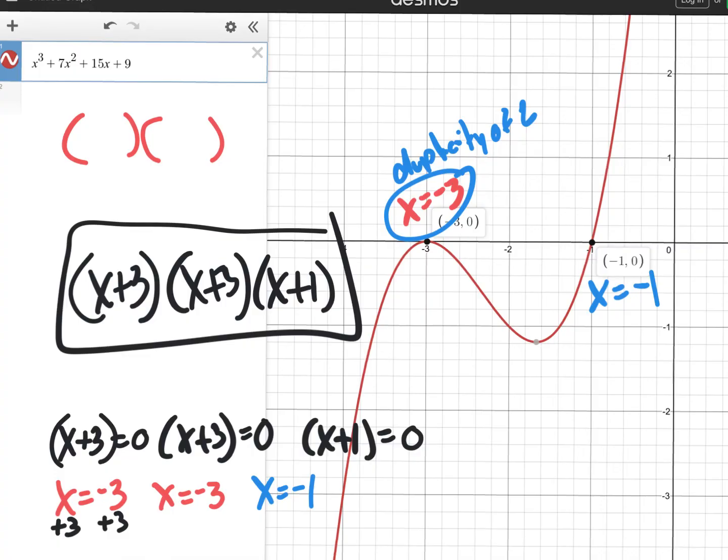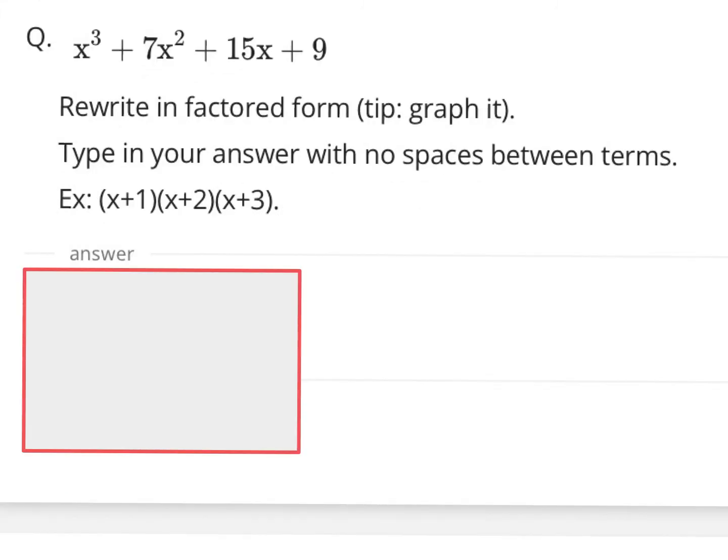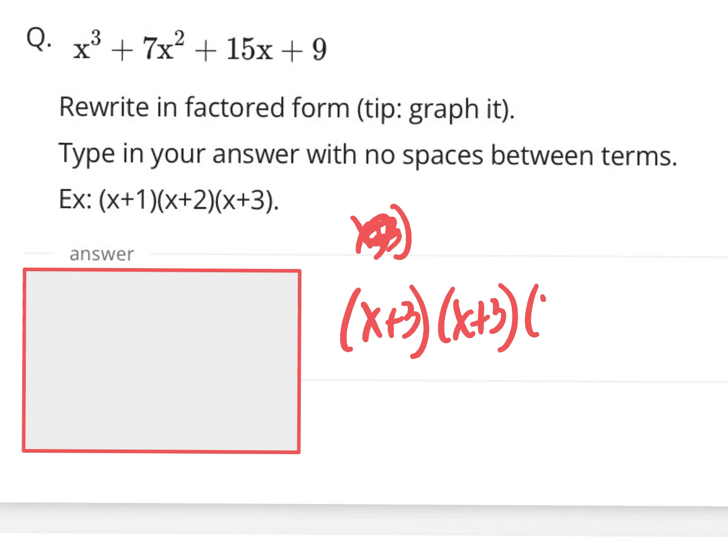And on this question, they want us to type it in, right? So it's not multiple choice. You actually have to type it in. x plus 3, x plus 3, x plus 1. It doesn't matter if you put the x plus 3's first or the x plus 1 first. It should be correct.